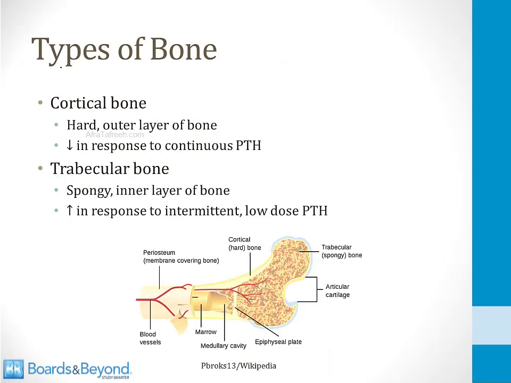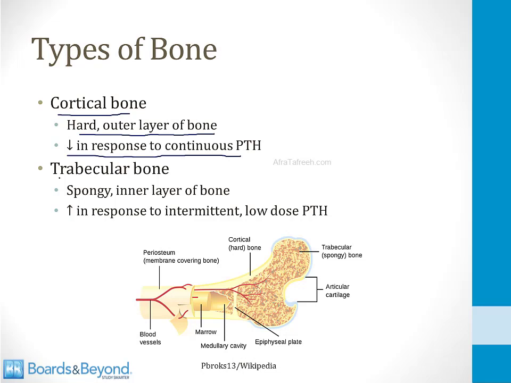A final detail about the mechanism by which parathyroid hormone affects the bones. Recall that there are two types of bone tissue. Cortical bone is the hard outer layer of bone, and this is the layer of bone that decreases in response to continuous parathyroid hormone administration. This is the layer that is reabsorbed so that calcium and phosphate levels rise in the serum.